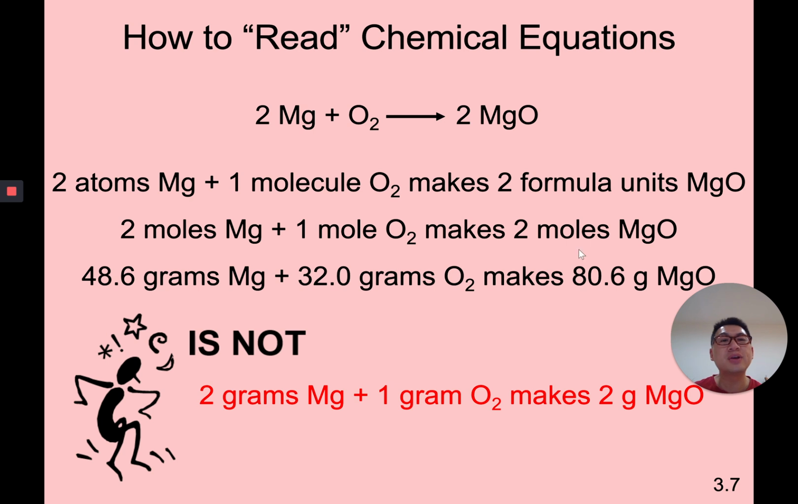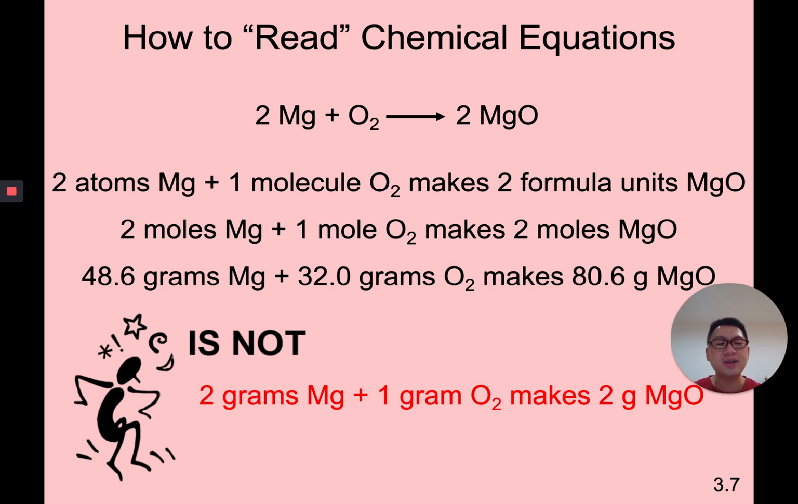So yeah, it's 40.3, but you have 2 moles of it, so 2 times 40.3, and you get 80.6. If you wanted grams, you would have to convert the moles into grams using the molar mass on the periodic table. You cannot just say, oh, 2 grams of magnesium and 1 gram of oxygen makes 2 grams of magnesium oxide. This here in red is wrong. That's the most common mistake that students make. You cannot say these in grams.